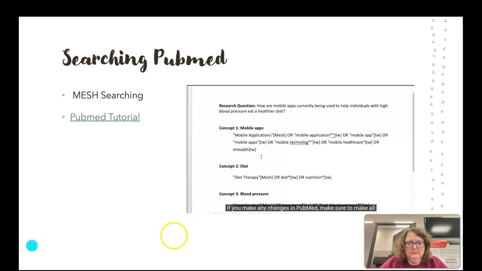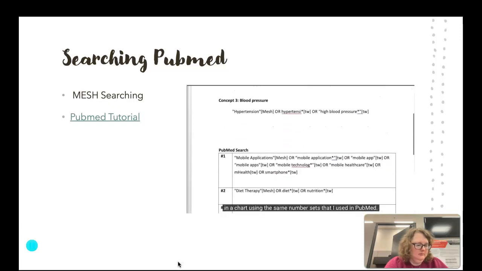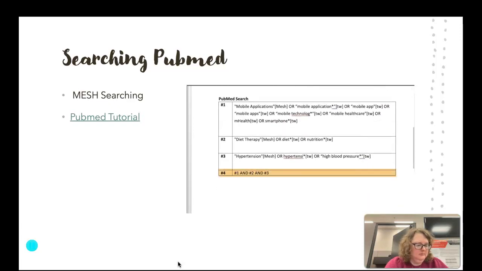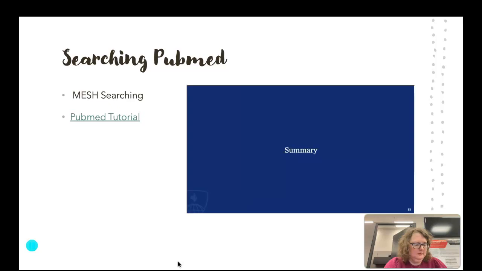If you make any changes in PubMed, make sure to make all of these changes in your Word document. It's important to keep your Word document current so that you can report your search strategy and replicate it when needed. I often put my search strategy in a chart using the same number sets that I used in PubMed. This provides a clean and organized way to share exactly how the search was conducted.